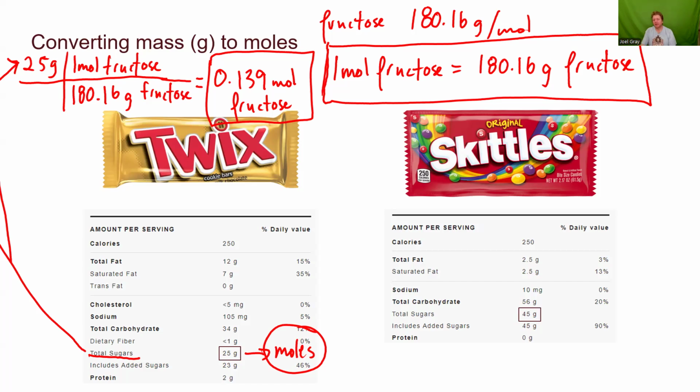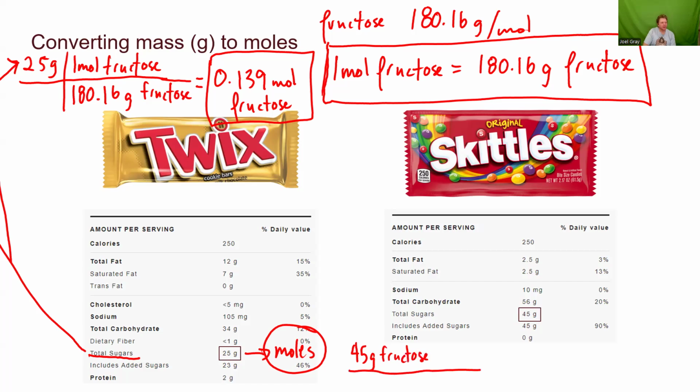Now, next up, I'm going to do the same thing for Skittles. I'm going to do it in the lower right-hand corner because I kind of used up all my other space, but the structure and the setup is the same. I'm going to provide a little bit more information. I'm going to write 45 grams of fructose.